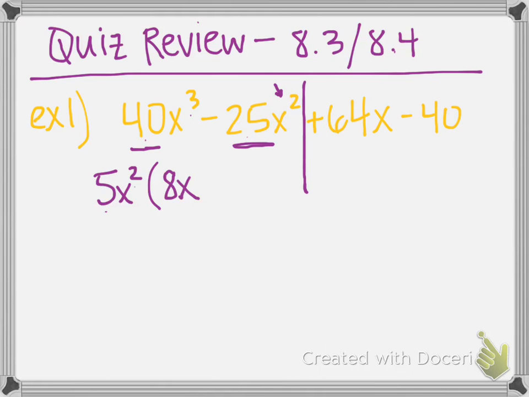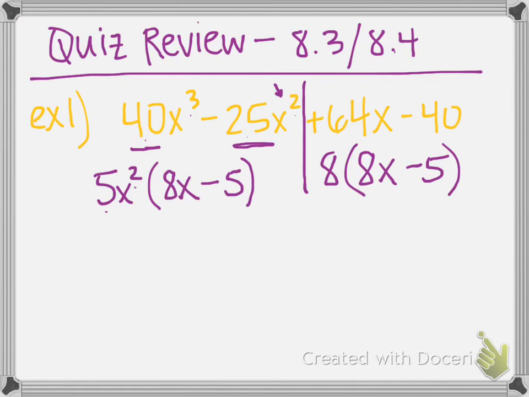Then we have 25 divided by 5, which is negative 5. We had 2 x's, we're taking 2 away, so there are no x's left. So then we close our parentheses. On the other side of that line, we want the biggest number that multiplies to 64 and 40. The biggest number that gives us both of those is going to be 8. Only one term has an x, so we can't take any x's out. Then we'll divide each of those by 8. So 64 divided by 8 leaves us with 8x, and negative 40 divided by 8 leaves us with negative 5.